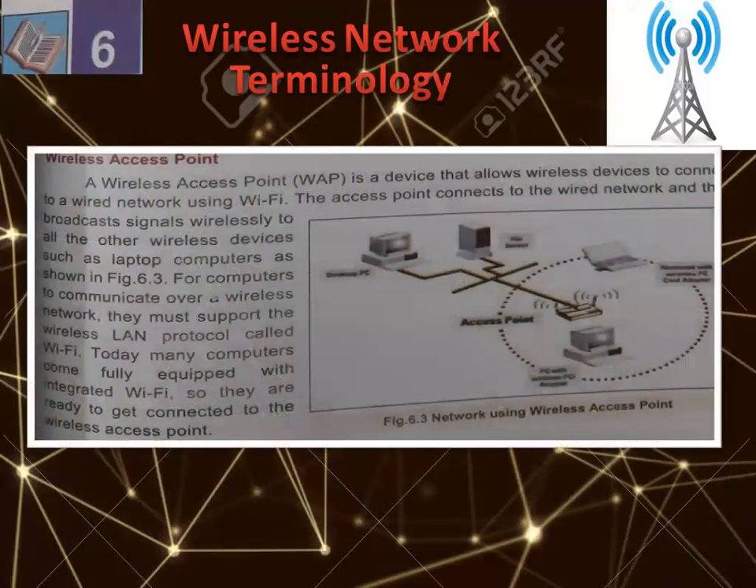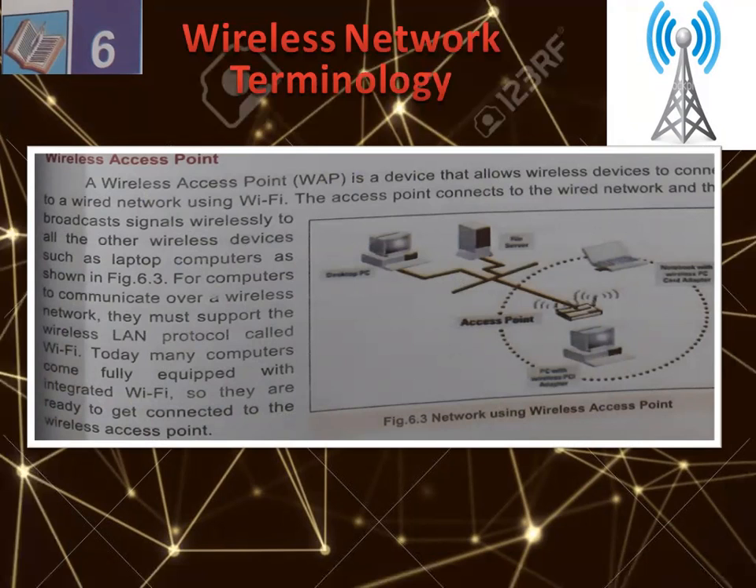A wireless access point, WAP, is a device that allows wireless devices to connect to a wired network using Wi-Fi. The access point connects to the wired network and then broadcasts signals wirelessly to all the other wireless devices such as laptop computers. On your screen, you can view a diagram.